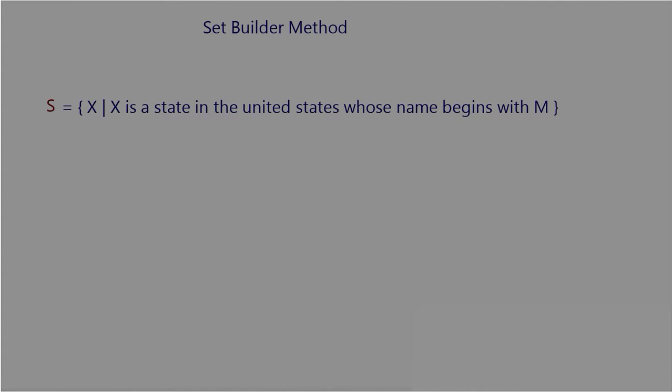For the set builder method, we write the letter S, which is the initial of the word set, an equal sign, then in brackets, we write x, a vertical bar, then x is a state in the United States whose name begins with M. The variable x represents all the states in the United States that begin with M. Bear in mind that you can use any letter for the variable. And this vertical bar means "such that". So it's simply saying such that x is a state in the United States whose name begins with M.